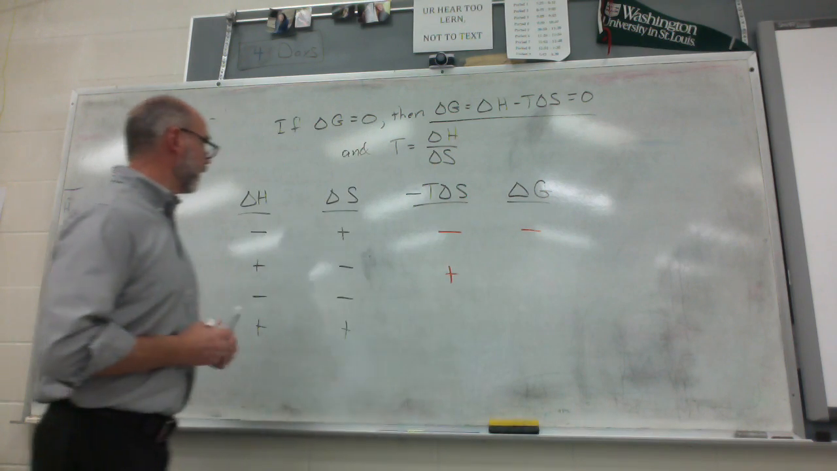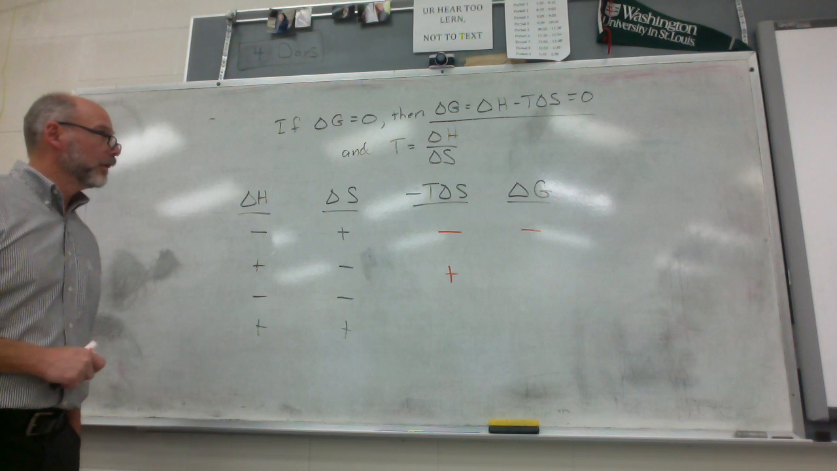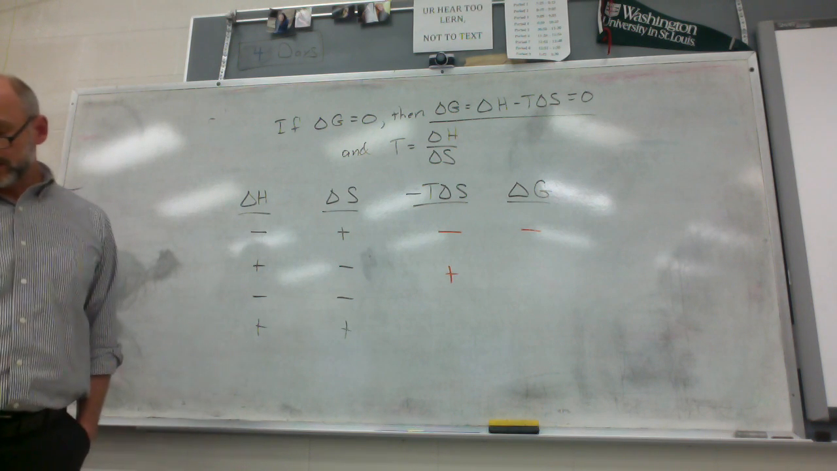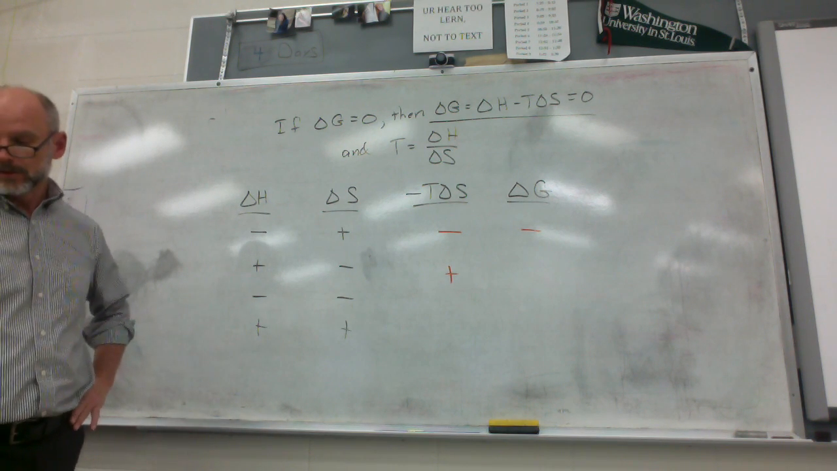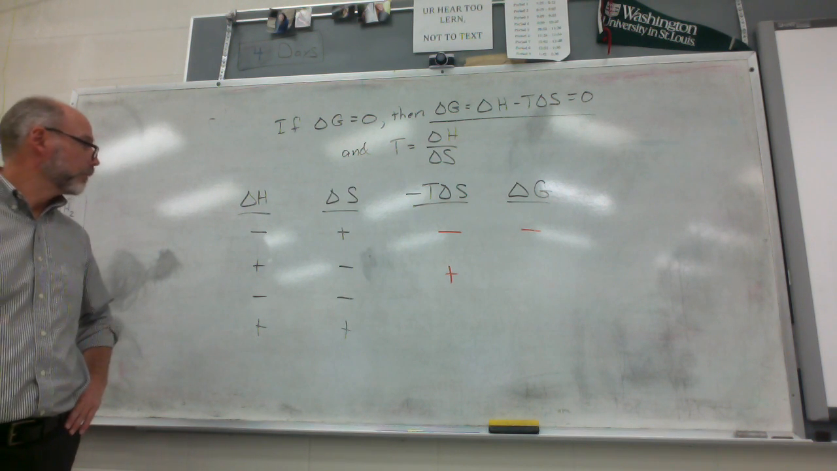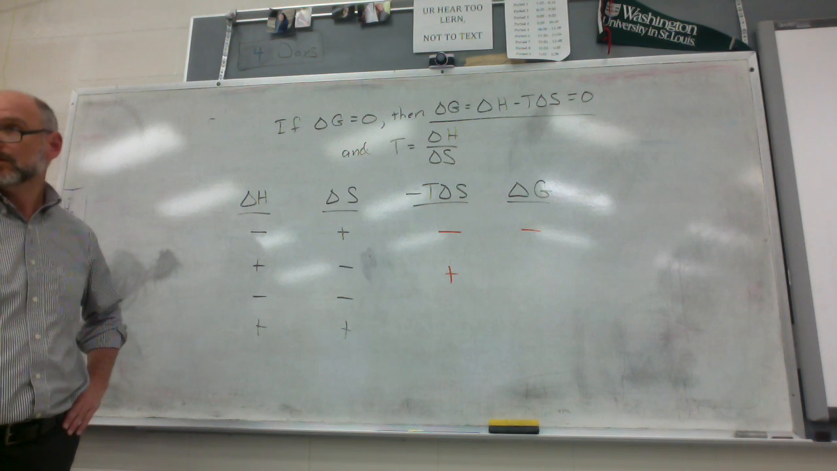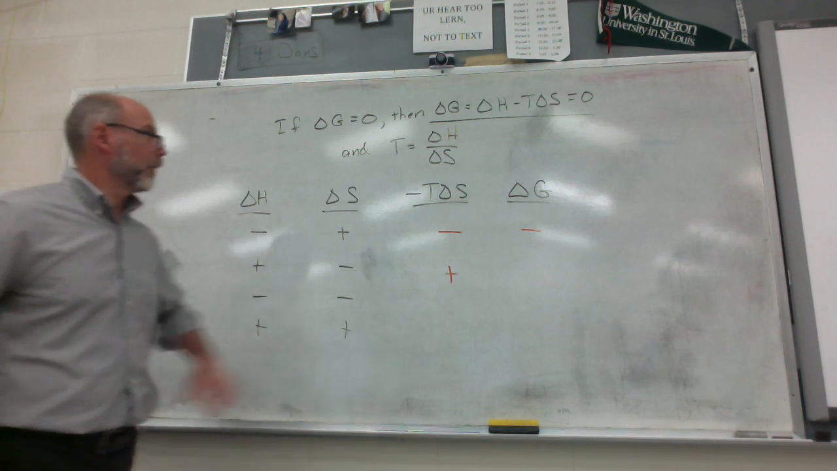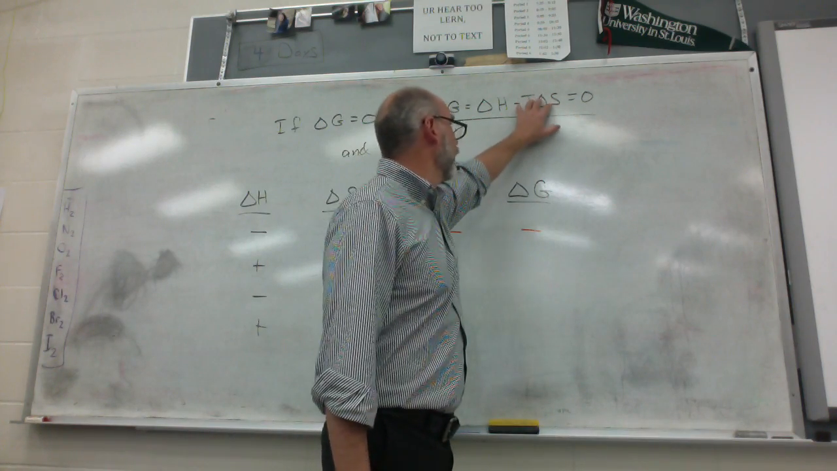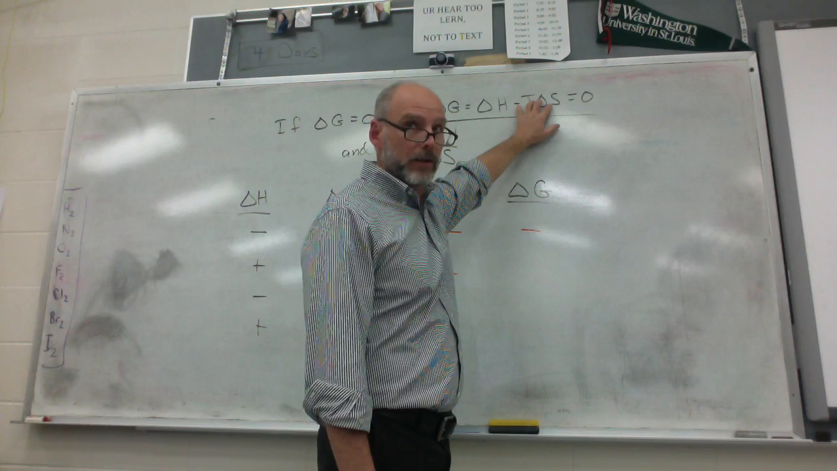And if negative T delta S is positive and delta H is positive, what is my value of delta G going to be? Well, if both this component and this component are positive, then the delta G is going to have to be positive.